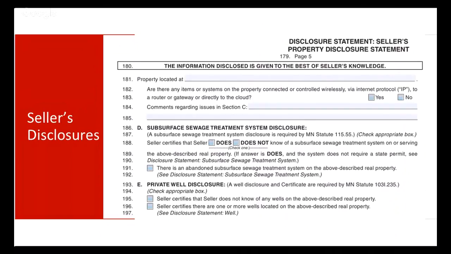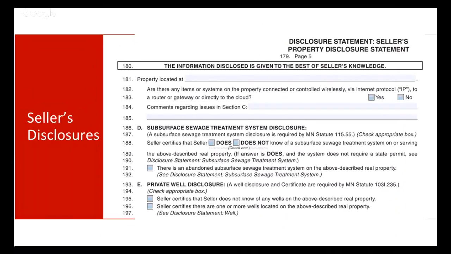Subsurface sewage treatment system. That's a fancy name for what kind of system? A septic, perfect. A subsurface sewage treatment system disclosure is required by state law. If there is a well or a septic, which we'll talk about next, that requires an additional disclosure in addition to this one. The seller certifies that they do or do not know of a septic in the property, either on or serving, right? It doesn't have to be in use. If we've got one that's no longer in use and it's buried on the property, but we know about it, we still have to disclose it, right?